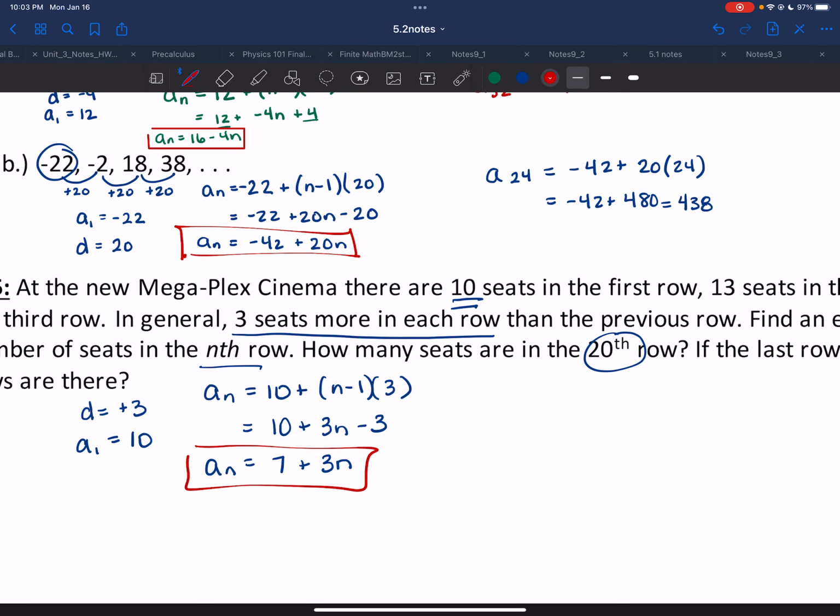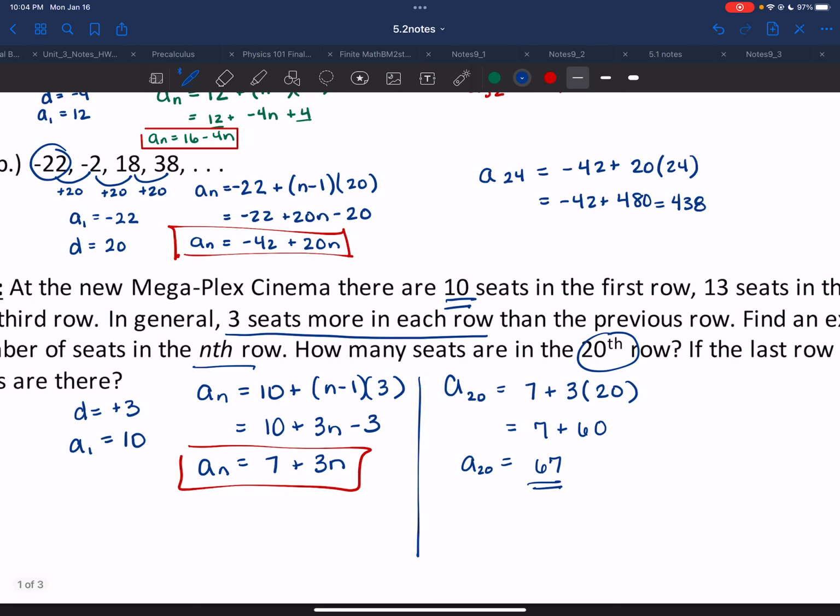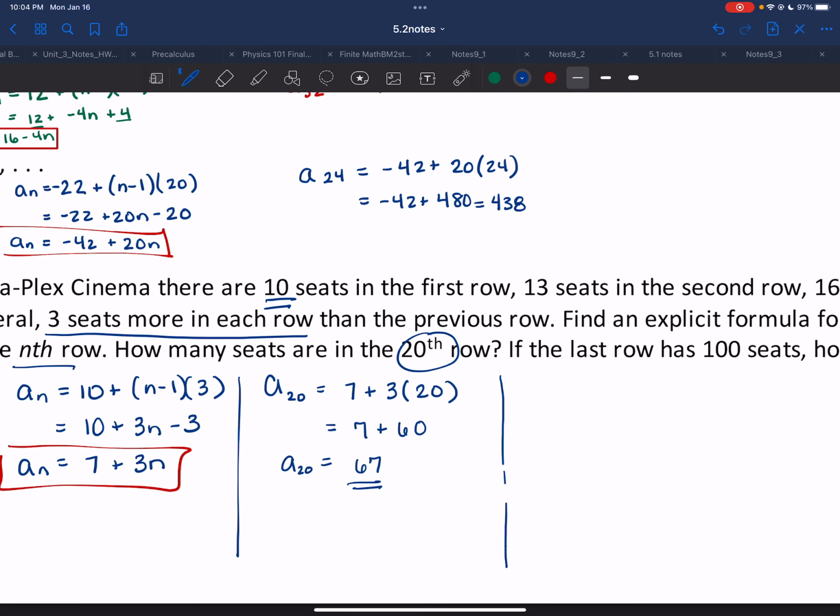So the second one said we want to find out at the 20th row. So that's going to be a20. So when I do a20, I get 7 plus 3 times n, which is going to be 20, right? So that's going to be 7 plus 60. So a20 is going to equal 67. That wasn't bad. And then now we need to know how many rows if we have 100 seats.